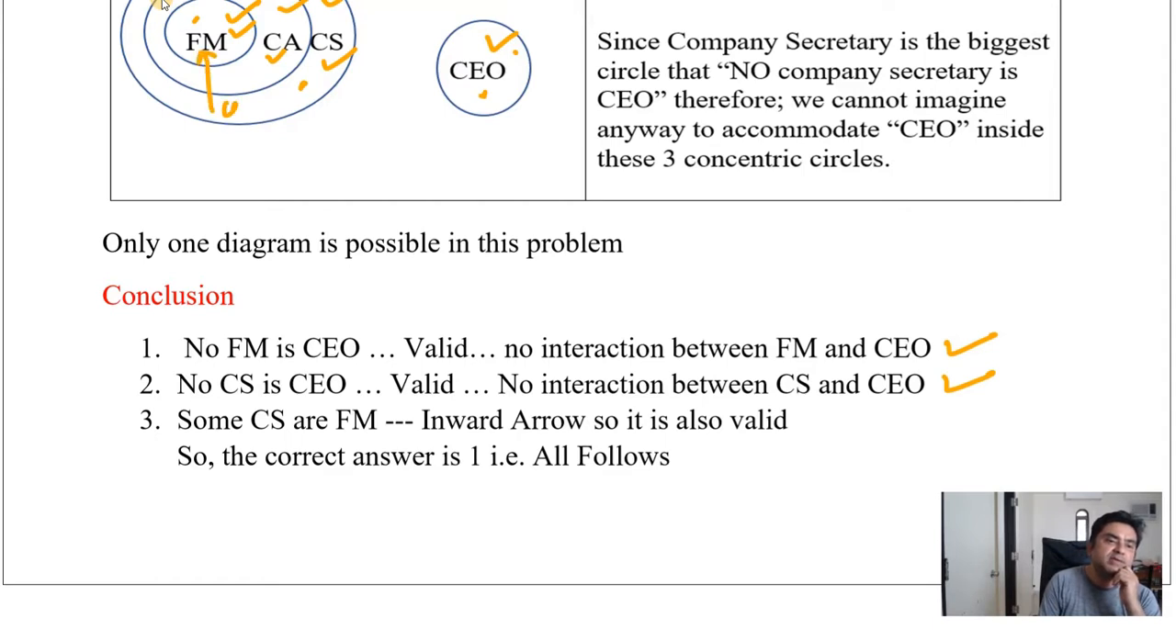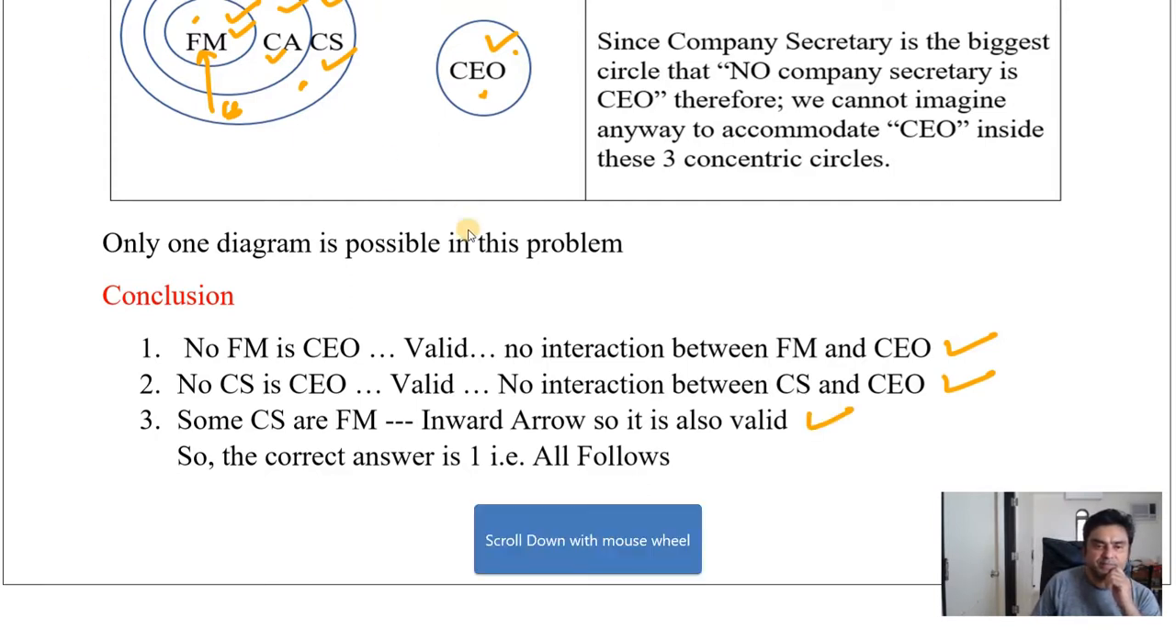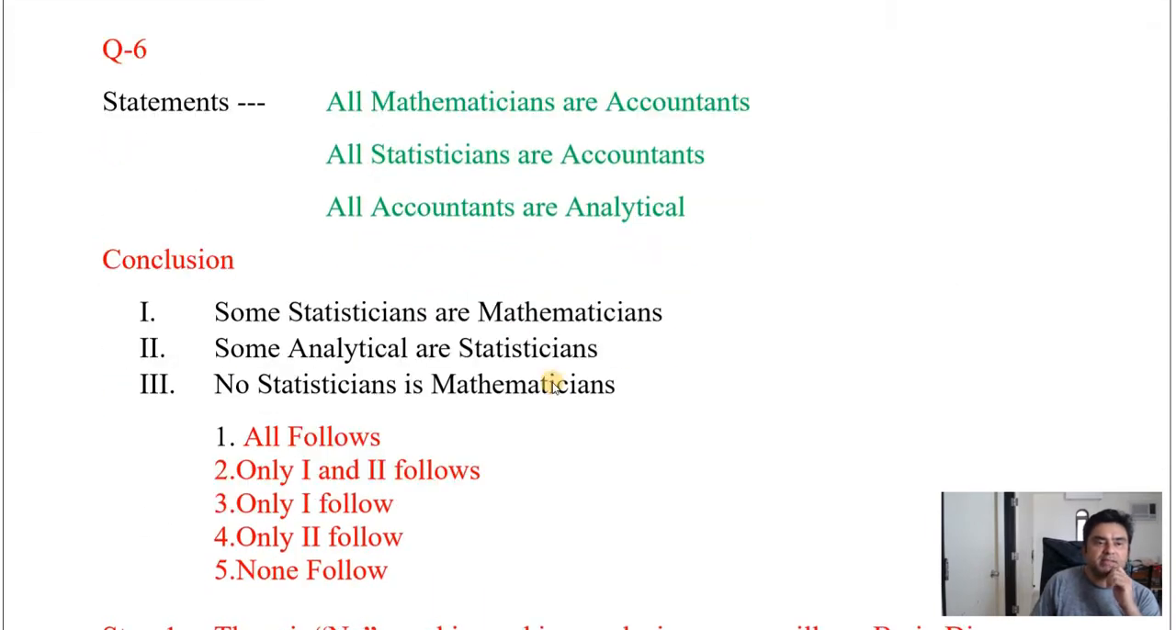Next statement. All mathematicians are accountants. All statisticians are accountants. All accountants are analytical. These are the premises which are given. Now look at the conclusion. Some statisticians are mathematicians. This is a positive statement. Some analytical are statisticians. This is also a positive statement.